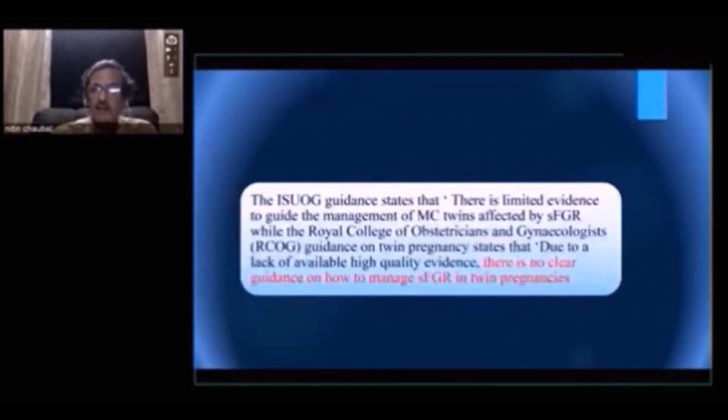Now, whenever we want to take some decisions, we turn towards guidelines. And unfortunately, when you look at guidelines for sFGR, the ISUOG guidelines state that there is limited evidence to guide the management of monochorionic twins affected by sFGR. And the RCOG says that due to lack of available high-quality evidence, there is no clear guidance on how to manage sFGR in twin pregnancies. So our guidelines are not going to help us, and therefore we need to be very clear in our thoughts how to manage these pregnancies.